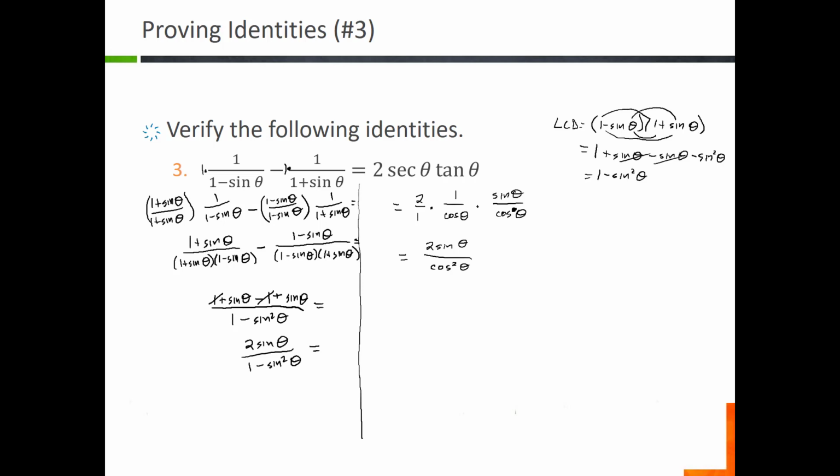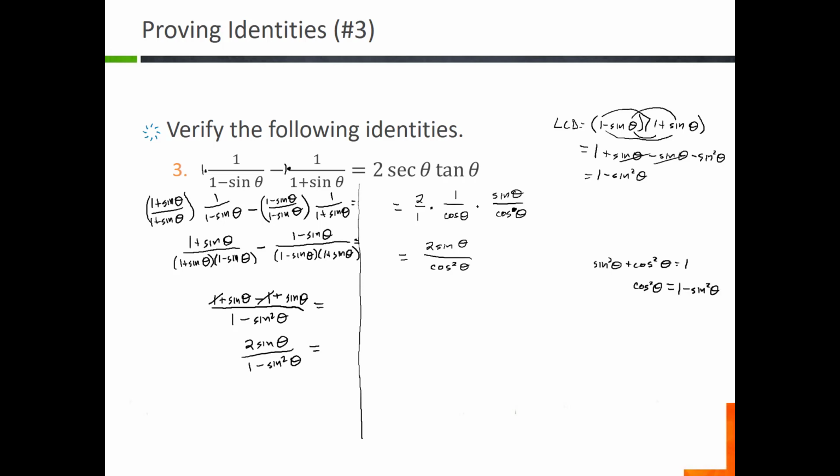Compare the two sides that we have right now. On the left side in the numerator, I have a 2 sine theta. On the right side, I have a 2 sine theta, so I've already matched up my numerators. On the left side, I have a denominator of 1 minus sine squared. On the right side, I have cosine squared theta. How are those two related? Well, we've already done this before in previous examples. We know sine squared theta plus cosine squared theta has to equal 1, which means cosine squared theta equals 1 minus sine squared theta.